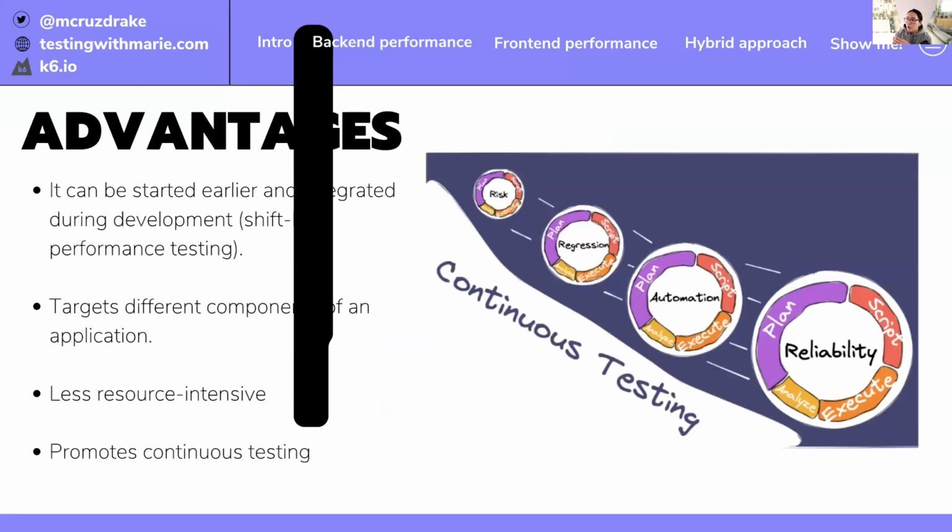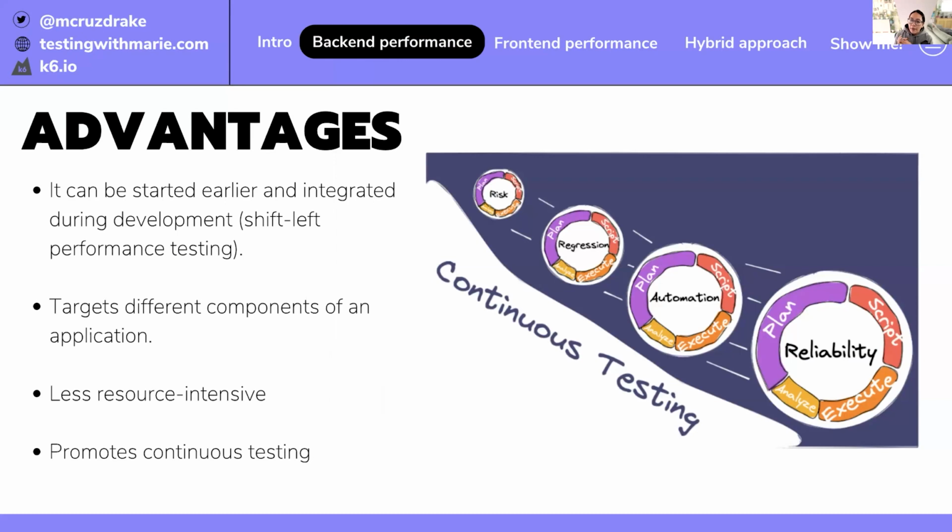So advantages. So many backend performance issues can spiral out of control, especially if you're doing it later in the development cycle. So an advantage of backend performance testing, especially with the different load testing types, like doing the smoke test, and with modern tools nowadays as well, is that it can be started earlier and it can be integrated during the development cycle. So this promotes that shift left approach to performance testing.